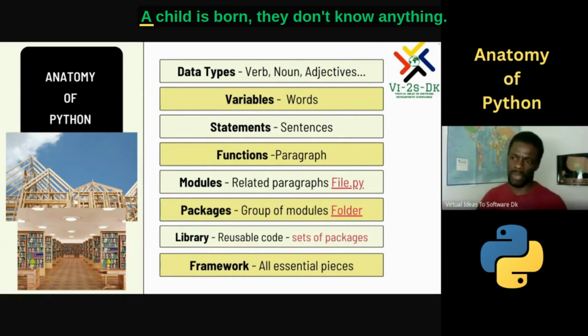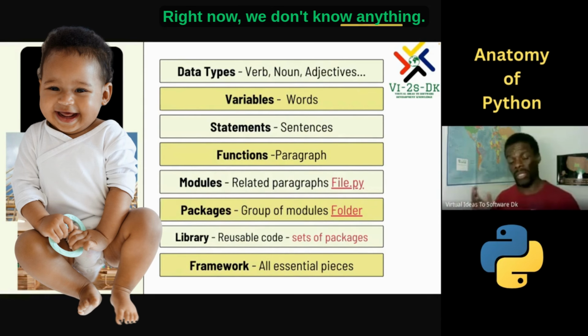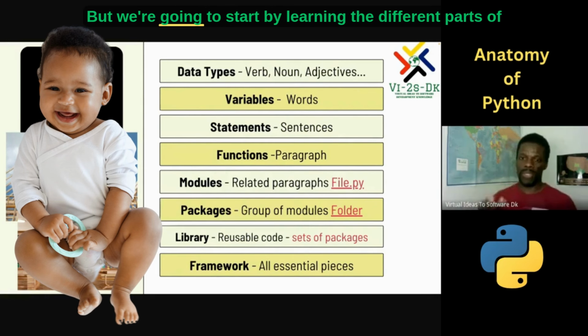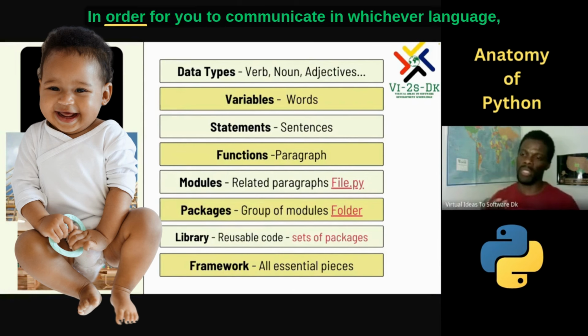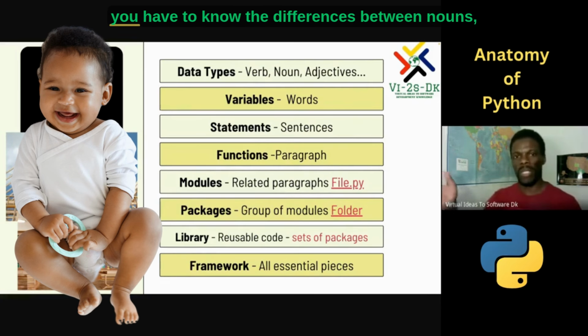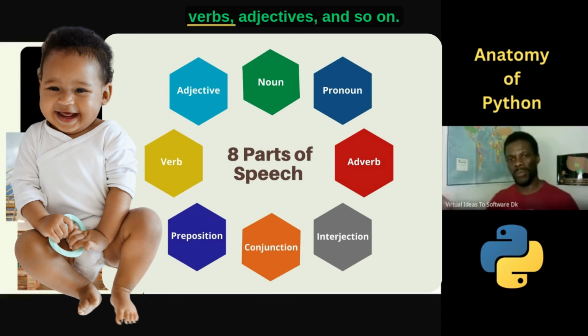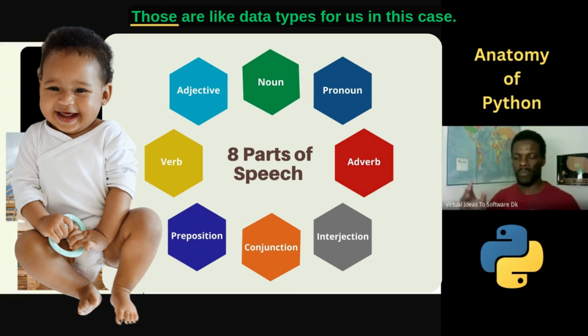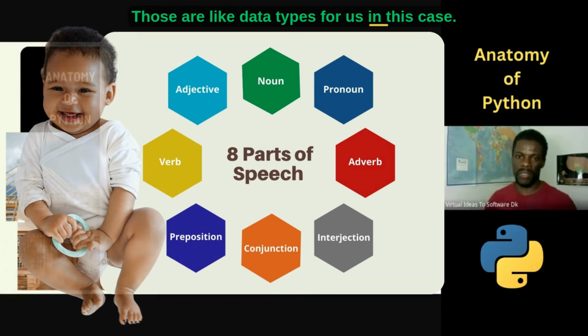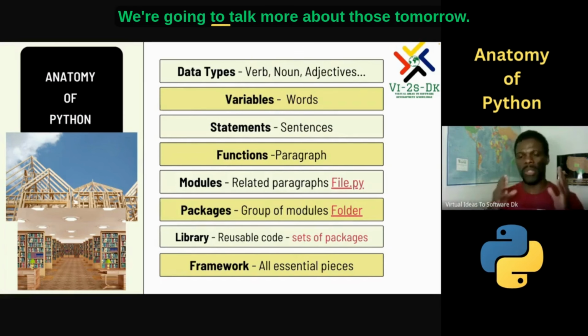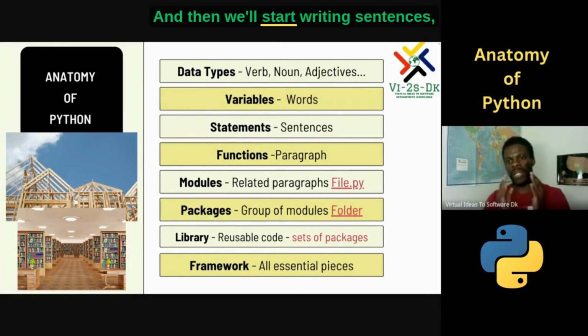So think about the words that children start learning. The child is born, they don't know anything. Right now, we don't know anything. Maybe we do, right? But we're going to start by learning the different parts of a language. In order for you to communicate in whichever language, you have to know the differences between nouns, verbs, adjectives, and so on. Those are like data types for us in this case. A variable is a word. We're going to talk more about those tomorrow. And then we'll start writing sentences.